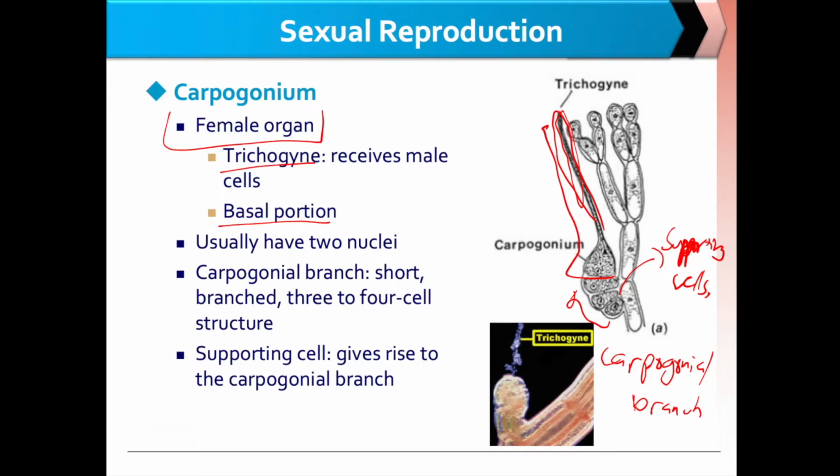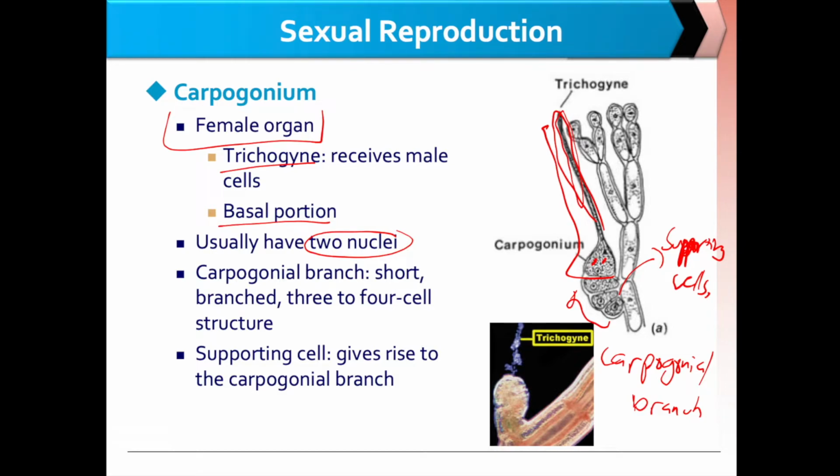Usually, your carpogonium has two nuclei inside it. So, lagi yung may dalawang nuclei inside it. Minsan, your carpogonial branch is very short or usually, ano lang yan, tatlo to apat na cell structure. Mamaya makikita natin that different groups of organism has different counts of their cell carpogonial branch.